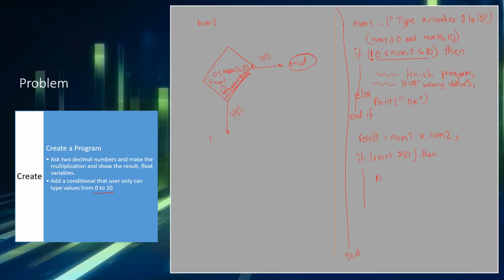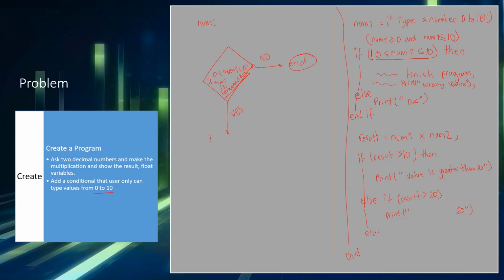type print value is greater than 10. Now let's use elif, else if result greater than 20, print the same value greater than 20.